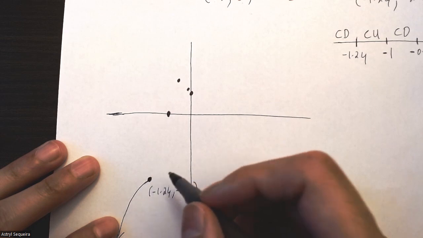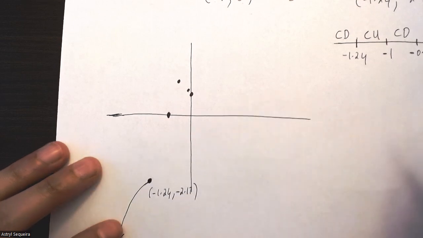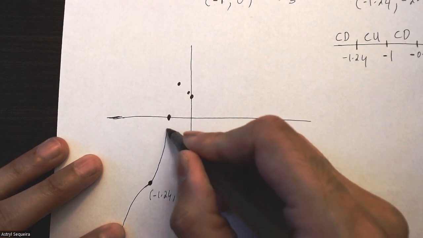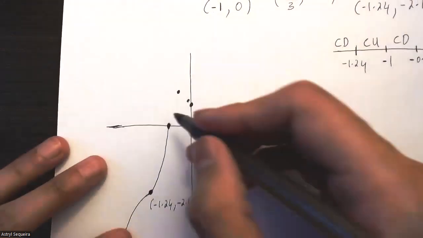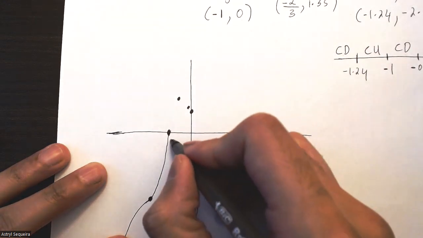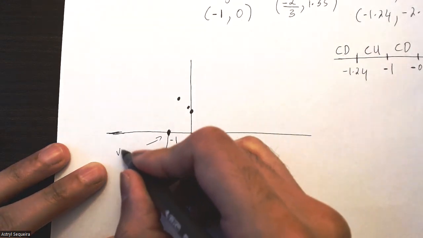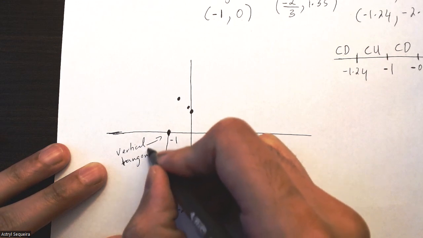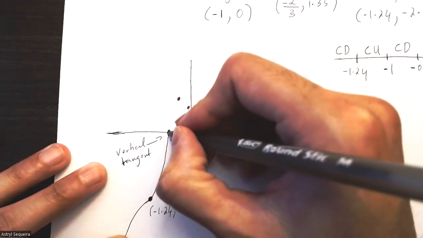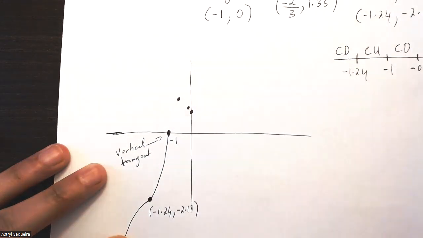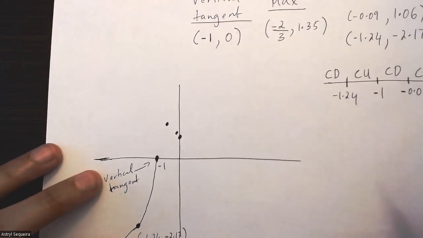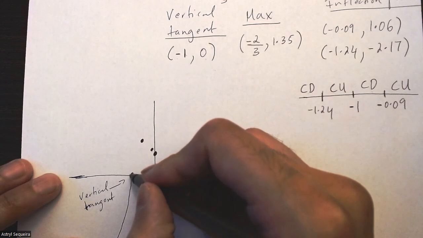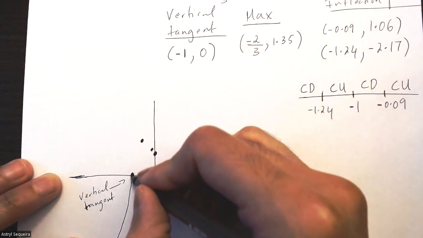So it comes concave up, and still increasing. So it hits this point over here. And over here, we have a vertical tangent at -1, which means at this point, the graph is perfectly vertical. Then we have it switching back to concave down again, but it's still increasing.